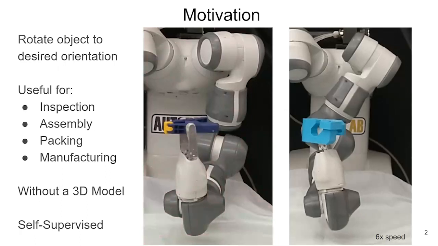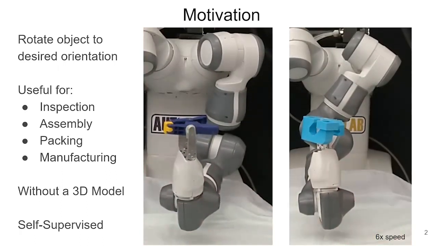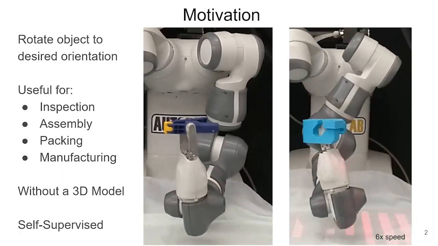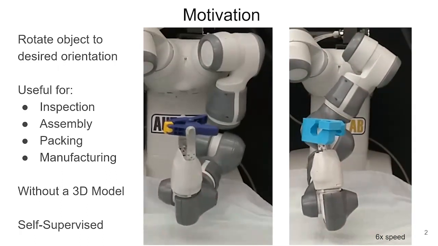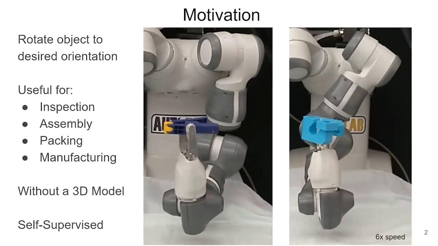We propose a system in which a robot takes an image of the object currently in its gripper, compares it to an image of the object in its goal orientation, and then reorients the object to the desired configuration. We also want to learn how to do this without needing manually labeled data.